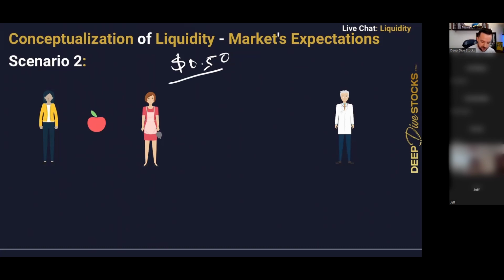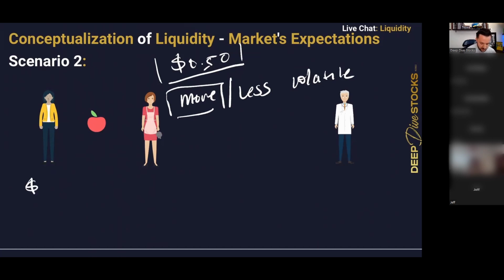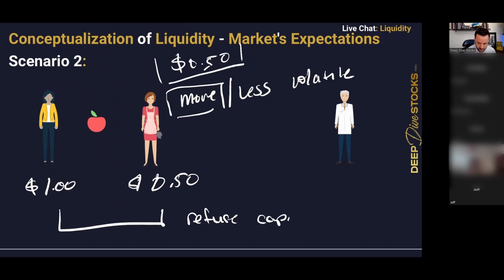Is this environment more or less volatile? More volatile, yeah, right. Because there are times when Sally wants to sell her apple for $1 and Betty goes, "You're smoking straight crack. I'm only going to purchase this apple for 50 cents." And both parties refuse to capitulate. In this environment, do we expect volatility to go up or down?